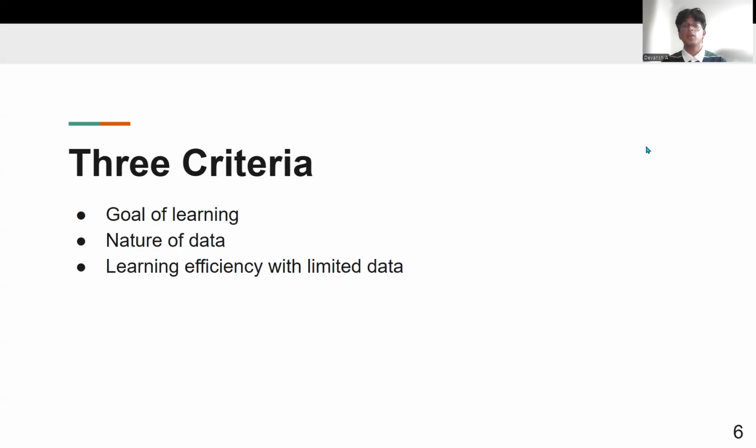The first criteria was goal of learning, which discusses the aim. Is it to predict specific outcomes? Is it to uncover hidden patterns? And the next one was nature of data. Does the data set have labels or is it unlabeled? Supervised learning requires labeled data, whereas unsupervised learning works with unlabeled data to find the structure.